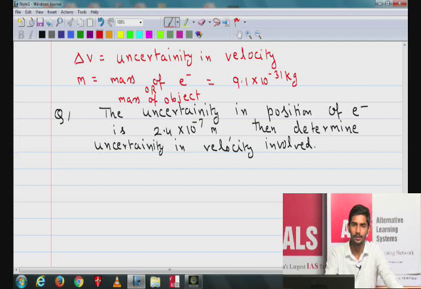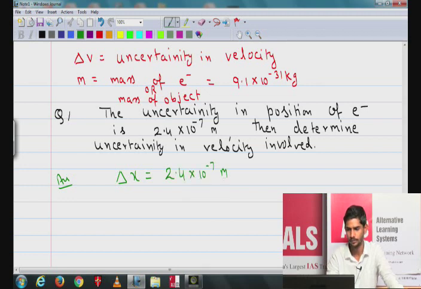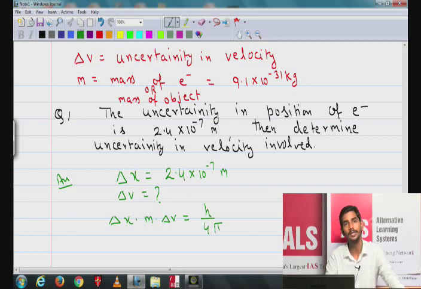Okay, now let's take a look at this question. See, we are given delta x, which equals 2.4 into 10 to the power minus 7 meters. Now we have to calculate delta V. We just put in the values: delta x times m times delta V should equal h upon 4 pi. As I have told you, we need not use the symbol of greater than, we just use equal to. Now we just put in these values and solve it.